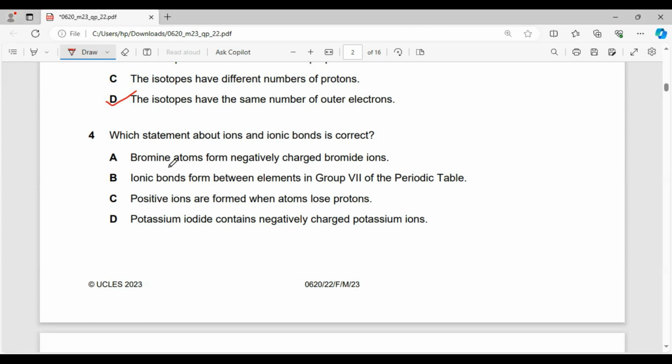Now, the first option, bromine atoms form negatively charged bromide ions, is correct as bromine is in group 7. It gains one electron and forms Br minus ions. In option 2, ionic bonds are not formed between group 7 elements. They are formed between group 1 and group 7 elements. Positive ions are formed by losing electrons and not protons. Potassium iodide contains negatively charged potassium ions, which is again wrong. Potassium is a metal, it will have a positive charge. So the correct option is A.